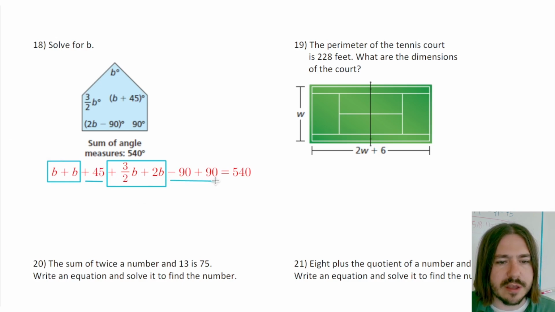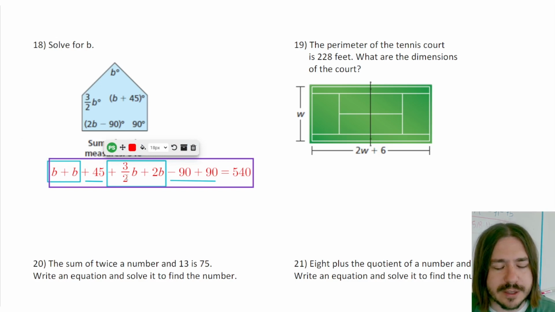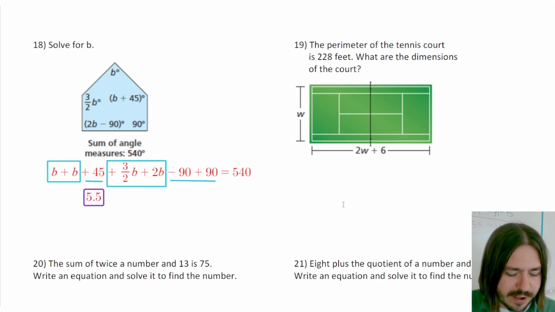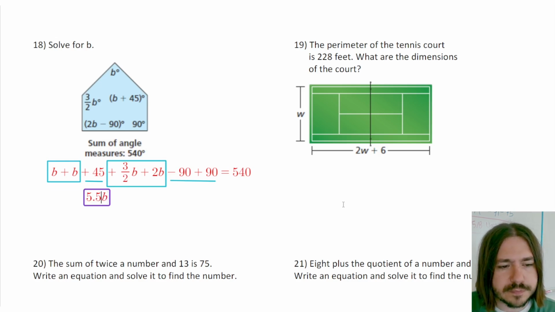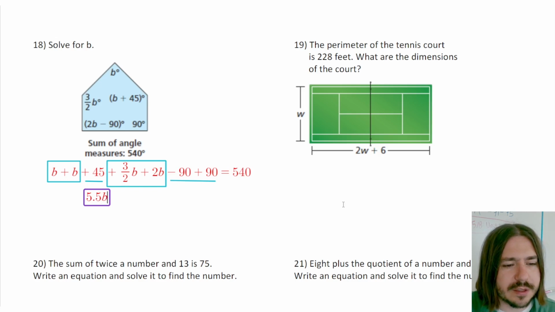Okay, so I'm going to combine everything that's in the boxes, and then I'm going to combine everything that's being underlined here. So 1 plus 1 plus, I'll come back to this, plus 2, so it'll be 1 and 1 is 2, plus 2 is 4, plus 1.5 would be 5.5. So we just say 5.5b. Or if you want to write it as a fraction, it'd be 11 over 2b.